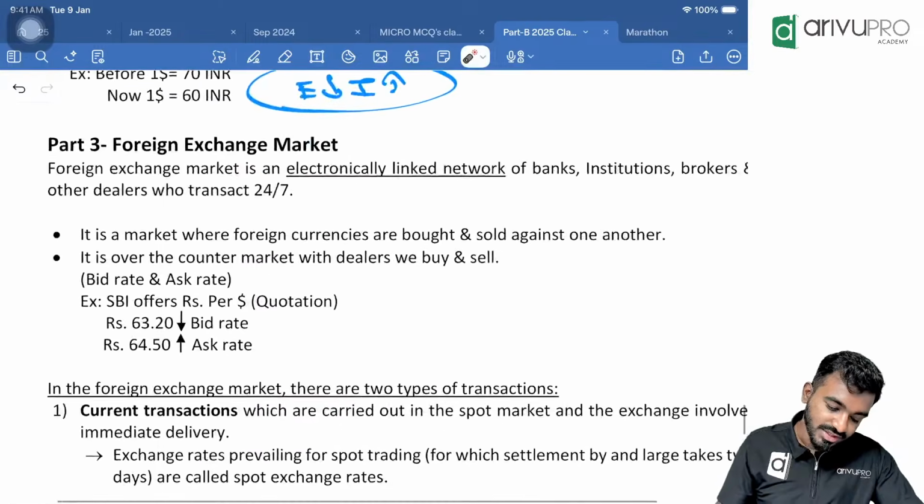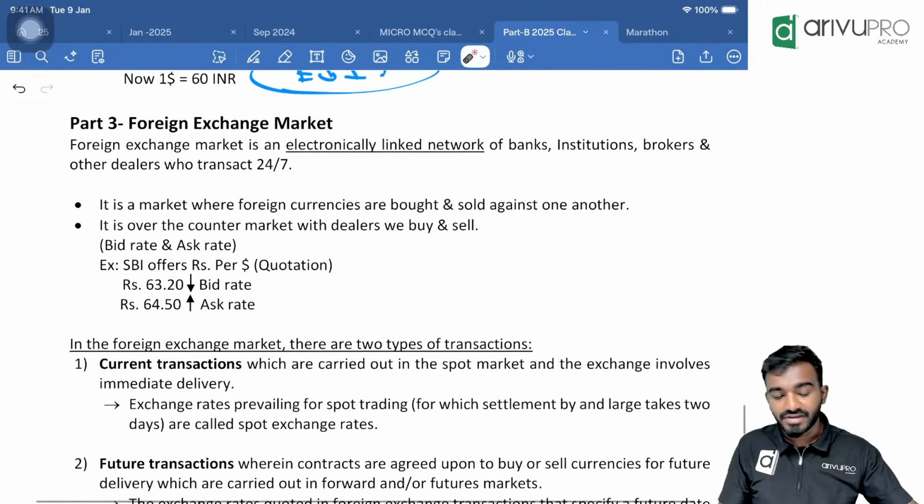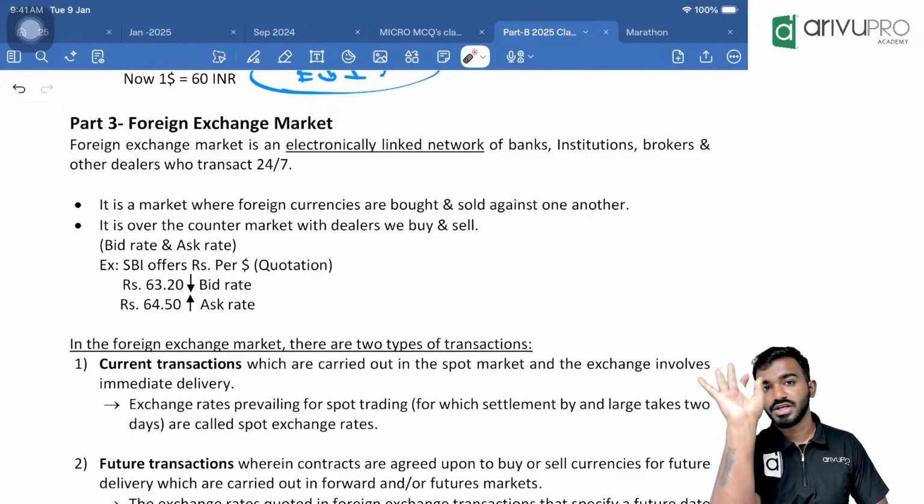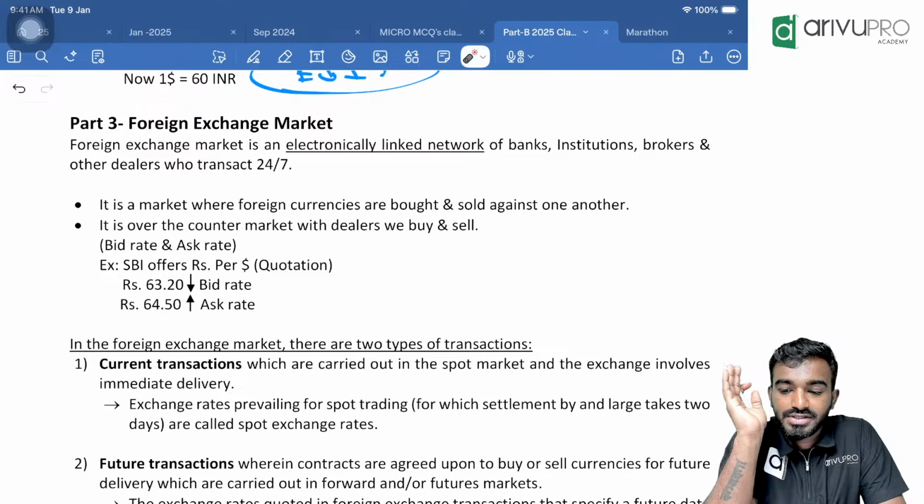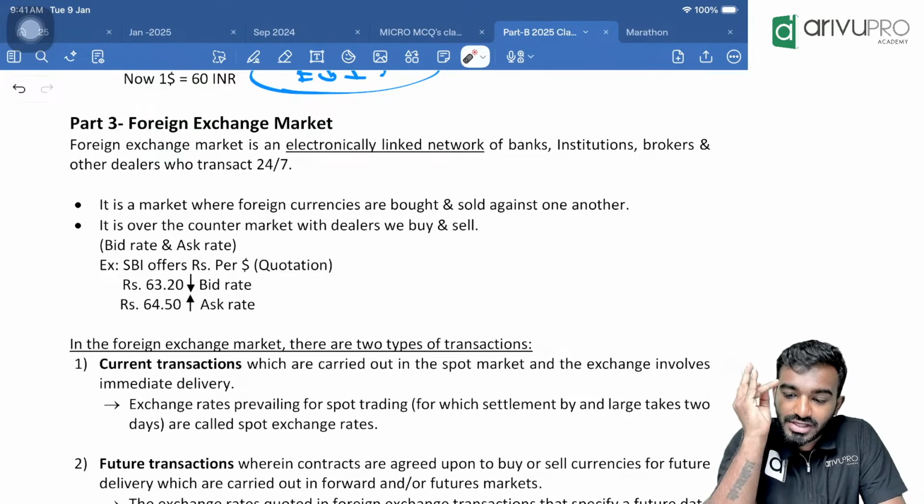Nominal exchange rate, real exchange rate, real effective exchange rate. This is where usually the exam questions are going to come. So be careful. Numerical calculations are coming from nominal exchange rate and real exchange rate.